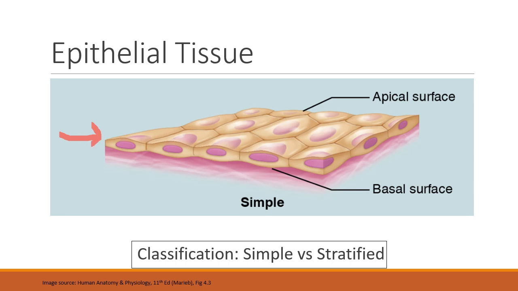You can see here the basal surface is down here and the apical surface is up here on the top. That's a simple epithelium.